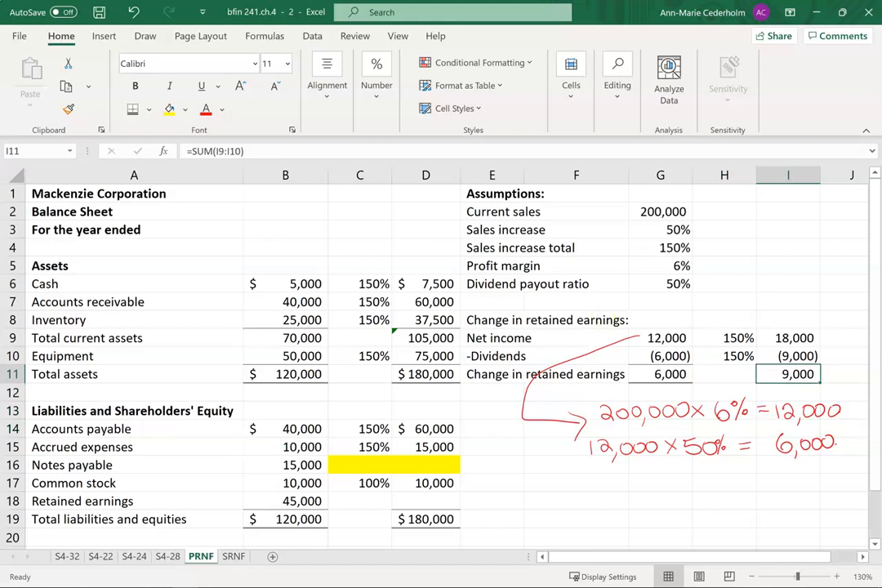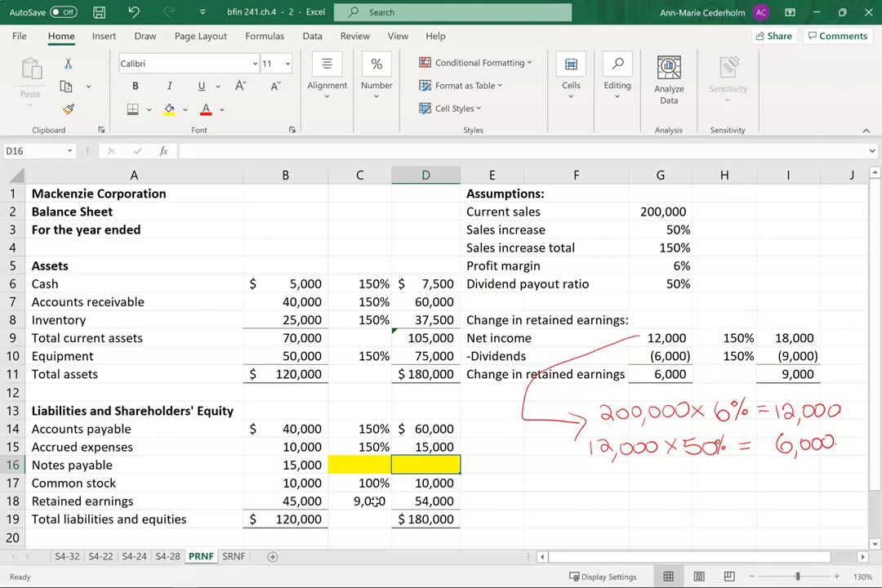So now we can take this $9,000 and put it in right here, right beside the retained earnings. So if you take your opening retained earnings plus the change, then that will give me my new retained earnings. So now that I have all this information, I can work backwards and find out what my new notes payable balance is going to be.